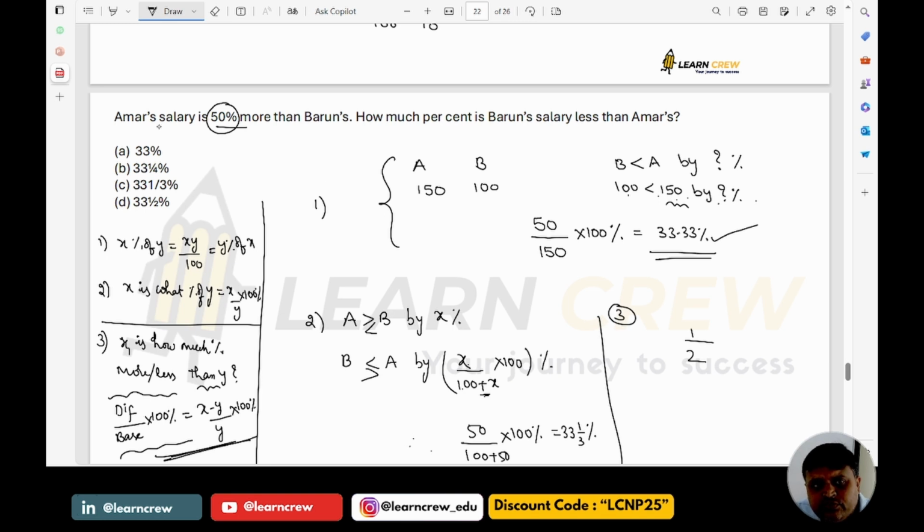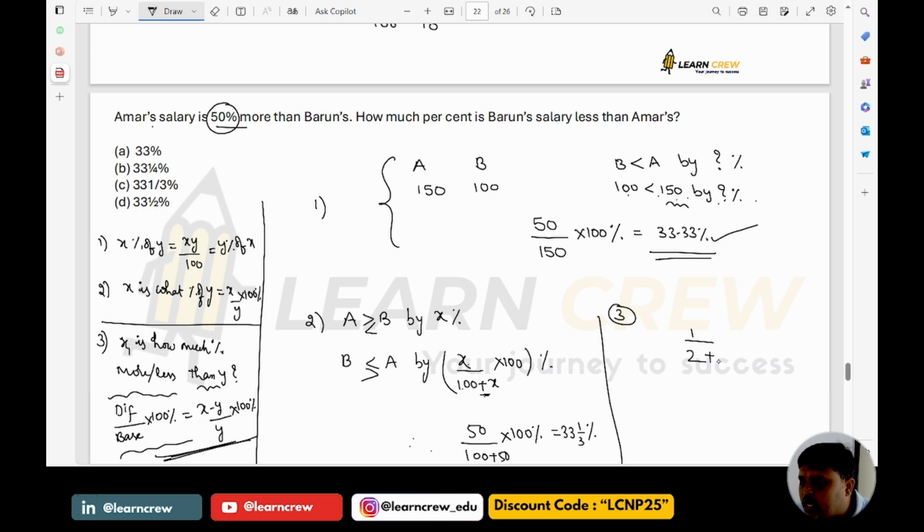The first value here in the question is more or less. Means if it is more, write plus. If it is less, write minus. In our question it is more, that's why I am writing plus. First of all, the fractional value of the percentage. For that you need to remember all the percentage values. 50 percentage is a half.